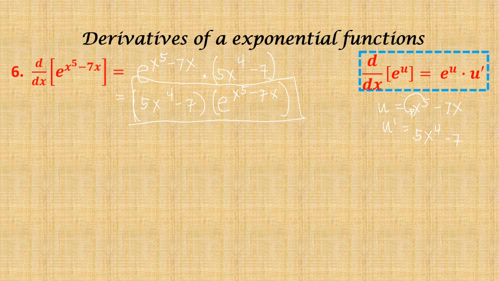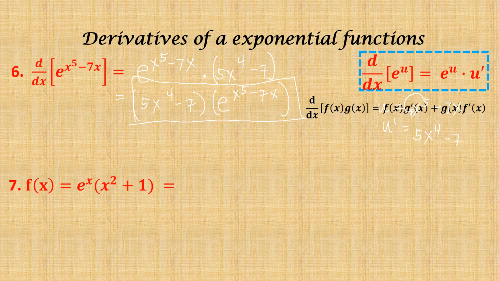Okay, let's proceed to number 7. As you have seen, number 7 is already composed of two factors. So in this case, we have to recall the derivative of the product of two functions. The product of two functions is denoted by the formula: the first function times the derivative of the second plus the second function times the derivative of the first.